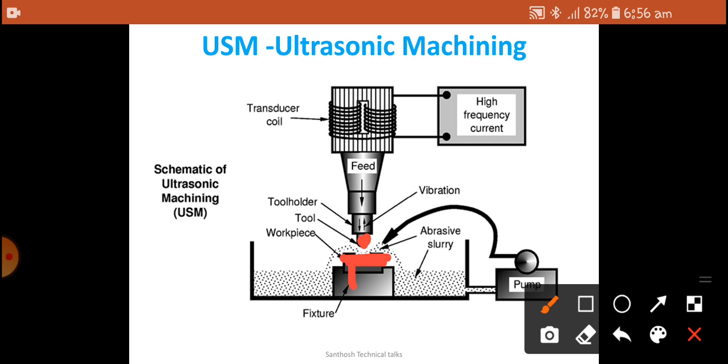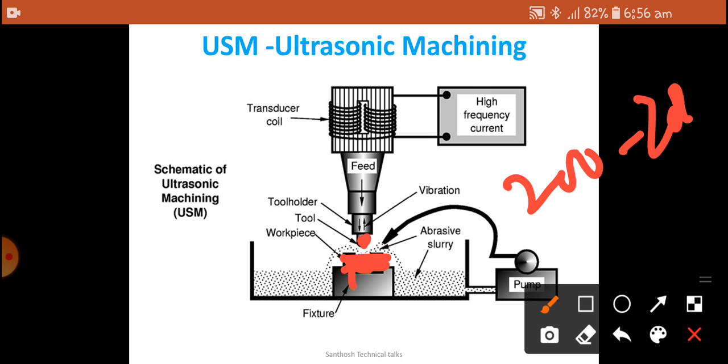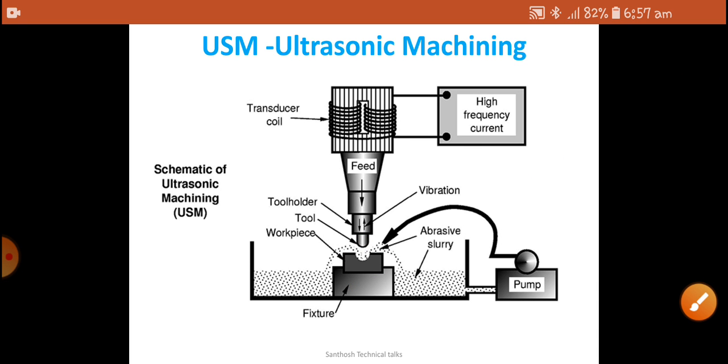Here is the workpiece. The workpiece is filled with an abrasive slurry, like aluminum oxide or silicon carbide. Any type of abrasive is applied between the workpiece and tool. A high frequency of around 20,000 hertz is given to the vibrating tool, and this high frequency vibration will dent the workpiece. The continuous denting action will create the profile.